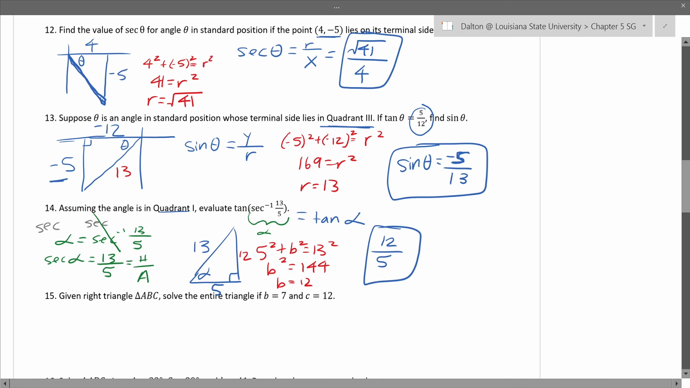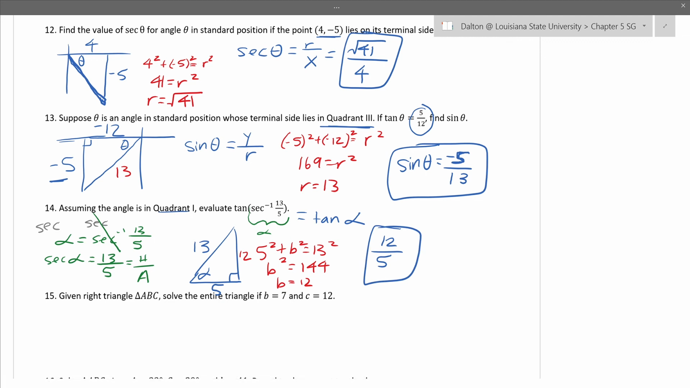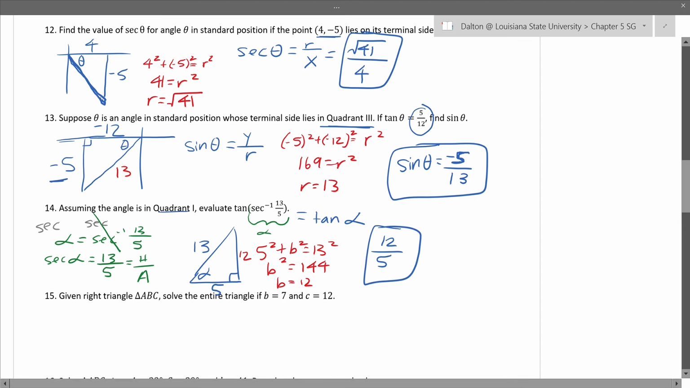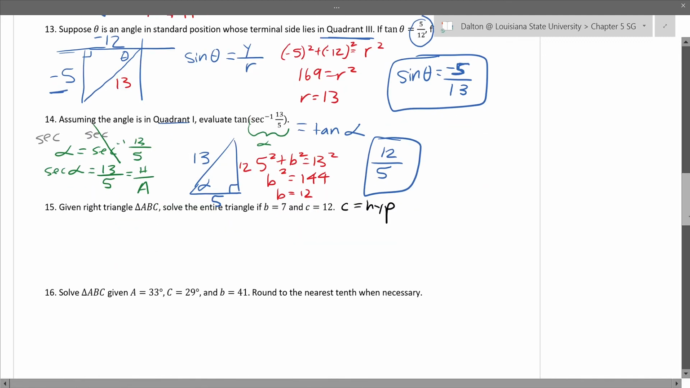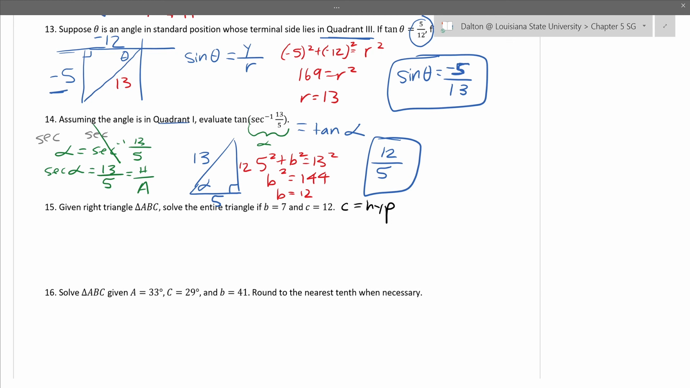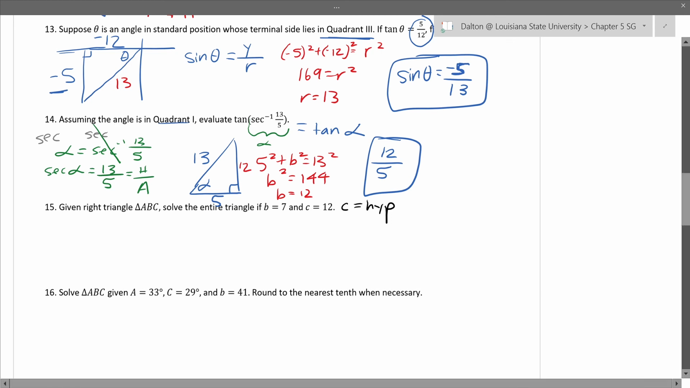Number 15, it says given right triangle ABC, solve the entire triangle if b equals 7 and c equals 12. I should have added into these instructions that c is going to equal the hypotenuse. You are allowed to make that assumption if I add that in the directions, so just assume that I am. If you know that, then this makes it a little bit easier because you actually know how to draw this scenario. Then you're going to have just a right triangle.